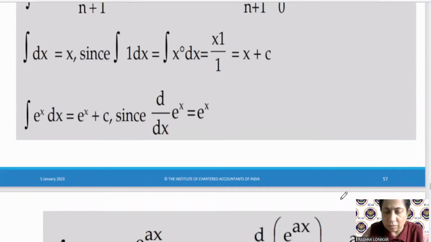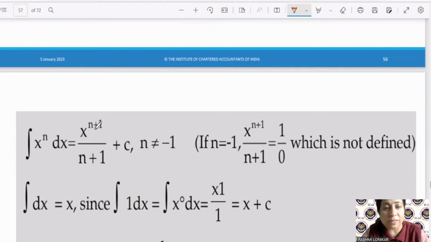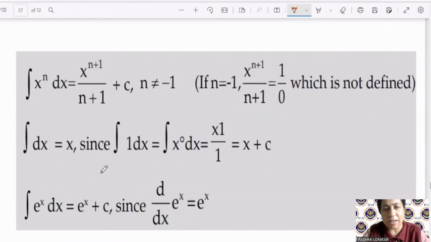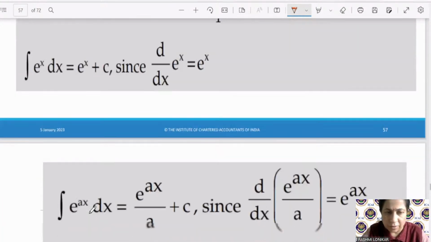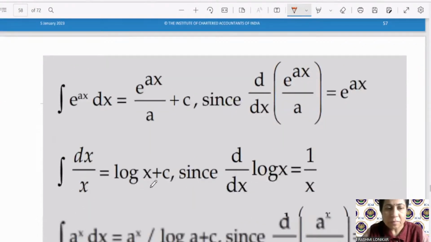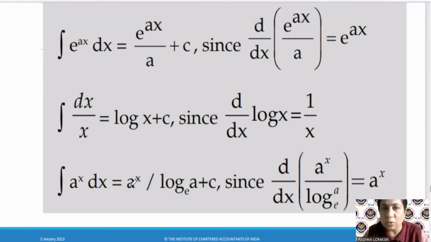So when I find the integration, integration of x raised to n is x raised to n plus 1 upon n plus 1. Integration of 1 dx is x. Integration of e raised to x is e raised to x plus c. Integral of e raised to ax dx is e raised to ax upon a. Integration of 1 upon x dx is equal to log x plus c. Integration of a raised to x dx is equal to a raised to x upon log a plus c.